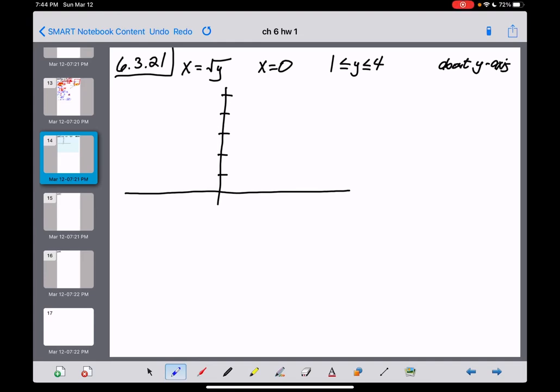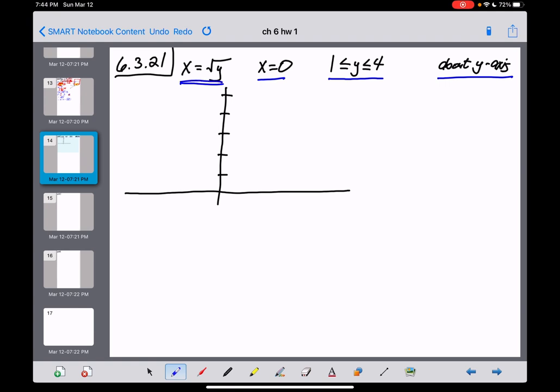All right, number 21 wants us to find the volume of a region here that's bounded by x is equal to the square root of y and x equals 0, just limited on this range right here. That's the right word, from 1 to 4 for our y values, and this whole thing is being revolved about the y-axis. So let's see what we're dealing with right here, guys.